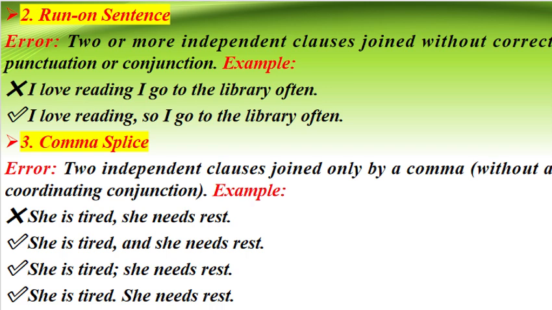2. Run-on sentence here: 2 or more independent clauses joined without correct punctuation or conjunction. Example: "I love reading. I go to the library often." It is wrong. "I love reading, so I go to the library often." It is right. 3. Comma splice here: 2 independent clauses joined only by a comma without a coordinating conjunction. Example: "She is tired, she needs rest." It is wrong. "She's tired and she needs rest." It is right.